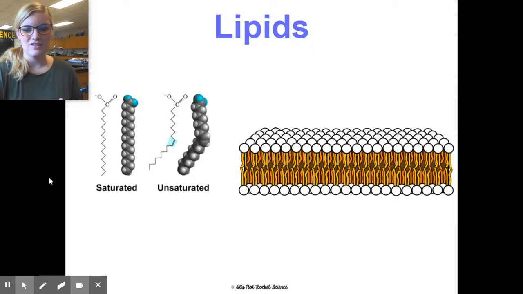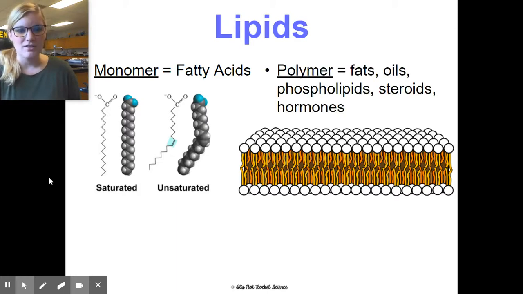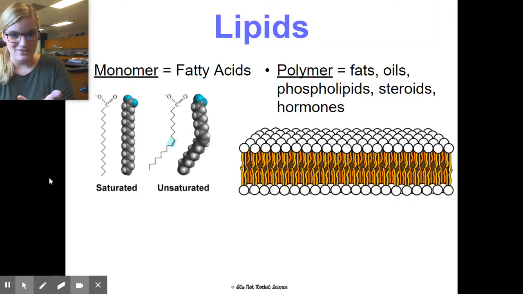All right, so let's talk a little bit more about how lipids are formed. So we have our monomer, which is our fatty acid, and you've probably heard that term before. And remember, our monomer is our single version. So we can have these saturated or these unsaturated fatty acids. And really what that means is our unsaturated has like a little kink in it. And then our polymers, so our combinations of lots and lots of fatty acid molecules, our fats, oils, our phospholipids, and our steroids and hormones, which should sound familiar because that is where our lipids are found.